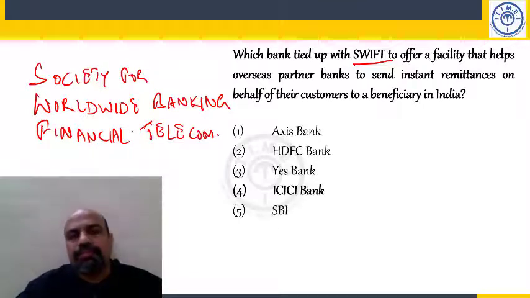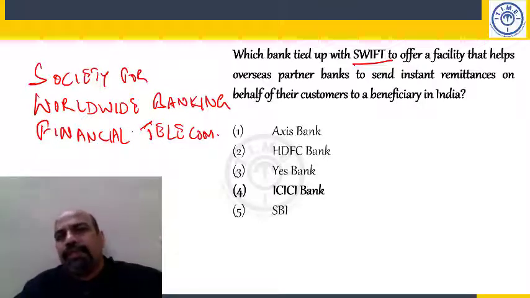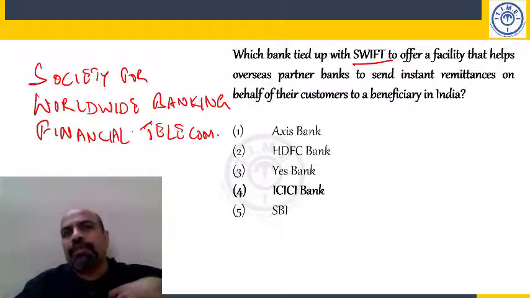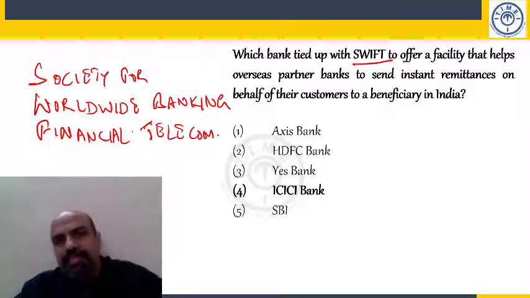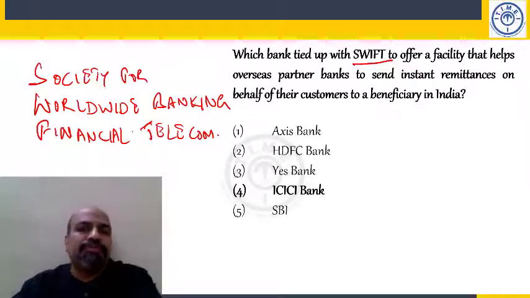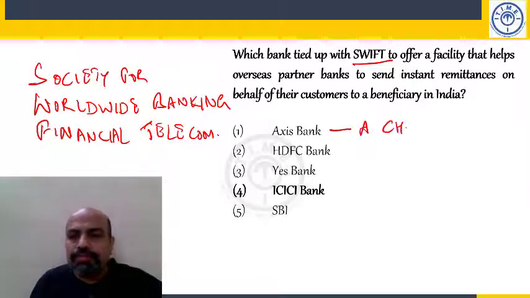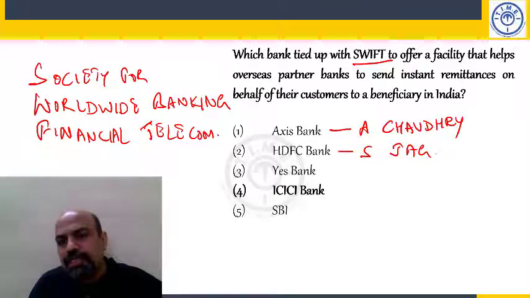Basically it's a code given to a bank, the city and everything, so the payment happens immediately. I may have an account with X bank and you may have an account with Y, but if I have to transfer money, it would happen immediately using SWIFT technology. Axis Bank CEO is Amitabh Chaudhry. HDFC Bank, Sashidhar Jagdishan.